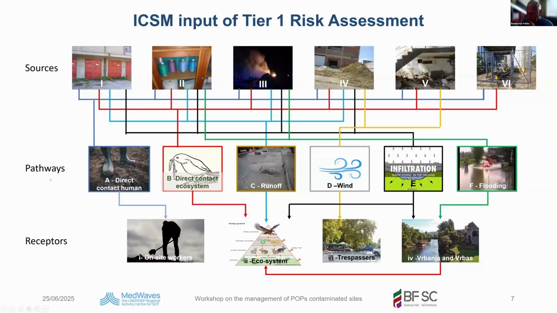And here I picture the pathways and the receptors. So the pathway here is human contact. People walking here on site come into contact with the contaminated soil, so the pathway is direct contact, and it concerns here the on-site workers. But if we follow the red, the same for birds, the ecosystem, because it's free, the ecosystem gets contact with the contaminated soil.